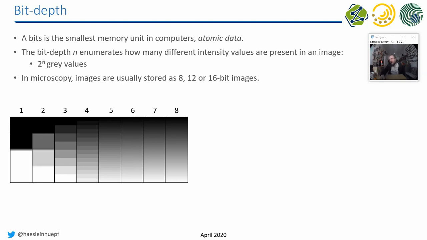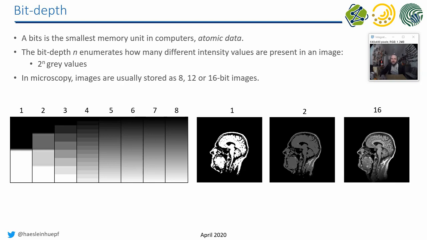And just to show you what an image looks like, in this case a medical image, we are looking here at an MRI data set, usually saved in 12 or 16-bit. So this is how the image usually looks.